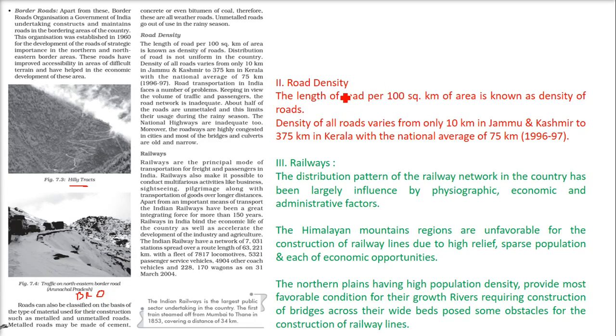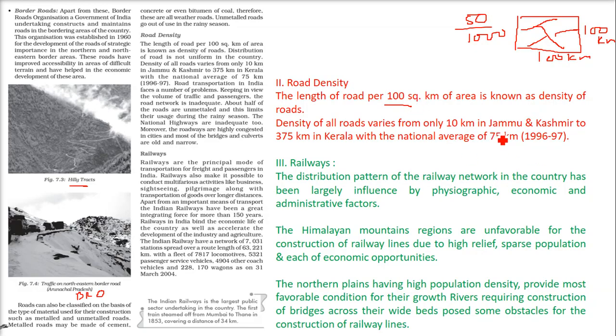So what is road density? Road density becomes a very important aspect to understand how many roads are there. Take an area of, say, 100 kilometers by 100 kilometers. Now if you take this area, how many roads are there? Say you have 50 roads, I'm just taking an example. So this 50 will be the road density. If this 100 by 100 kilometer area has, say, 1000 roads, the road density will become 1000. So the length of road per 100 square kilometers of an area is known as the road density of that area.